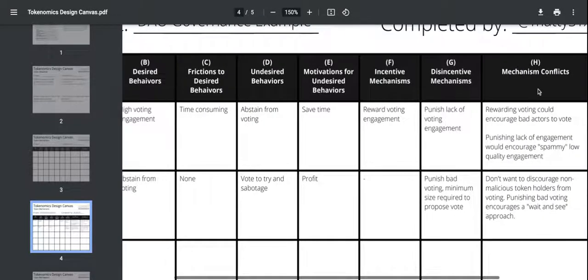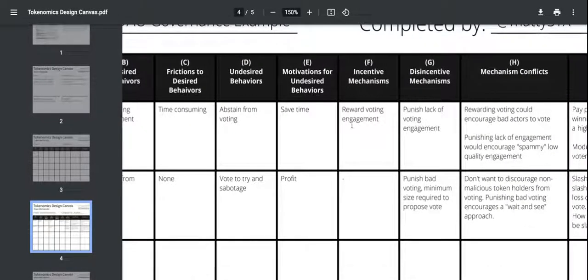And so now we've completed columns A through G for each row. Now it's time to complete column H. And this is where we look at, row by row, the incentive and disincentive mechanisms and think about, do they contradict or conflict with the behaviors we want to reward or other incentive mechanisms that we've designed, right? And so here, because we said we would reward voting engagement, just flat out rewarding voting engagement would also encourage bad actors to vote, right? So maybe we don't want to necessarily do that.